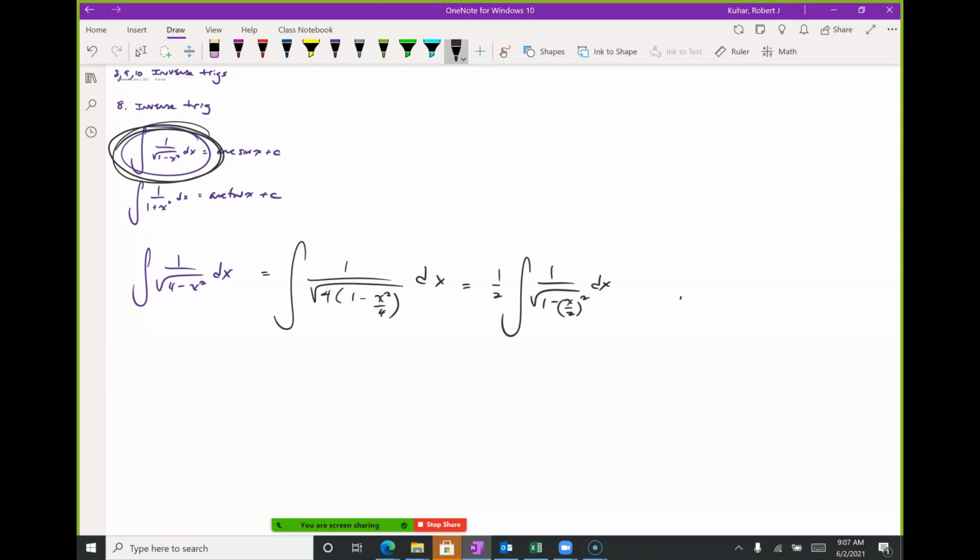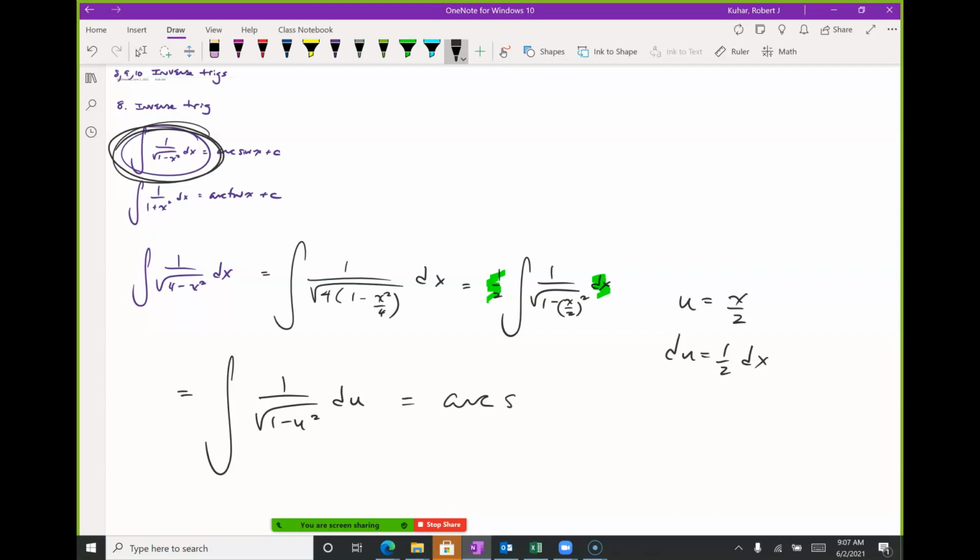So now I have a u sub of x over 2. So du is 1/2 dx. And look, I have that. Do you see it? I have a 1/2 dx. So now I see that this is an arcsine of u, but u is x over 2.